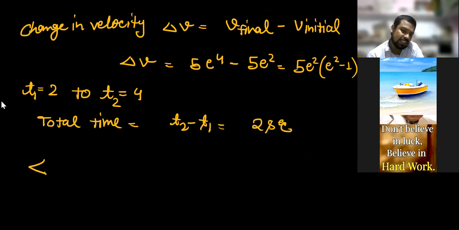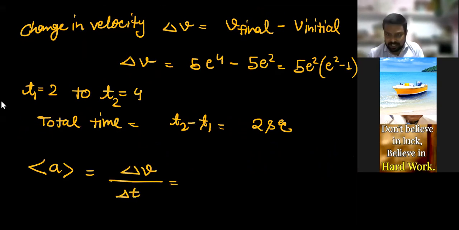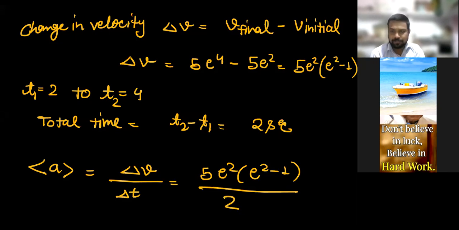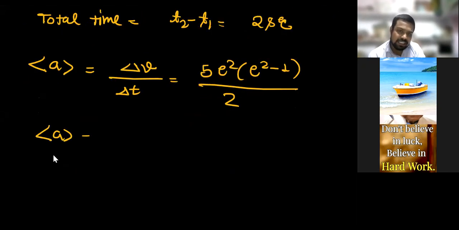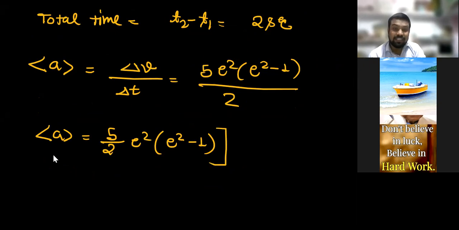Average acceleration is what? It is change in velocity upon change in total time. So change in velocity is 5 e square into e square minus 1, divided by 2. Clear, my dear friends? So average acceleration is 5 by 2 e square into e square minus 1. This is your answer.